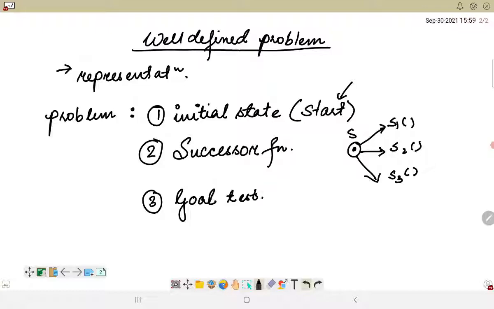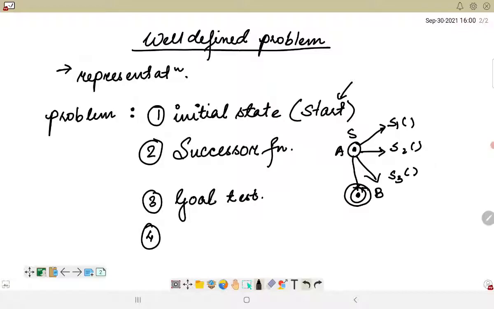goal test. All intelligent agents have the primary objective of maximizing their performance measure, and in order to maximize it, they have to set respective goals. So we have to incorporate this as a primary component, which will determine whether the current state that the agent is in is a goal state or not. Suppose the agent needs to travel from point A to point B. A goal test will make sure whether point B is a goal or not.